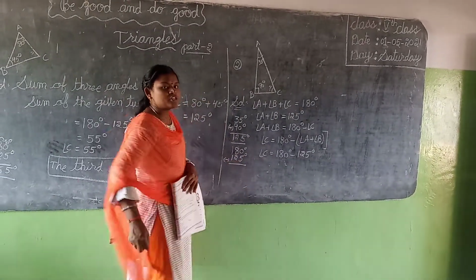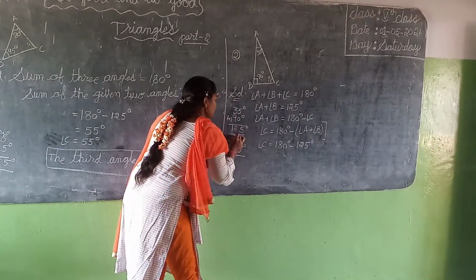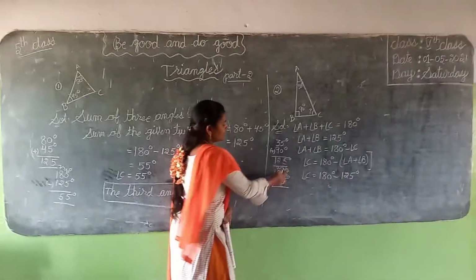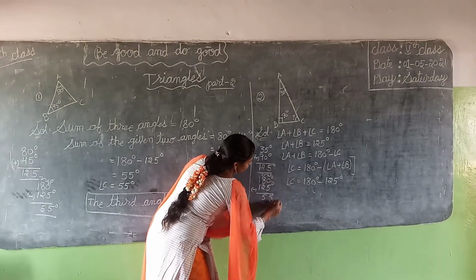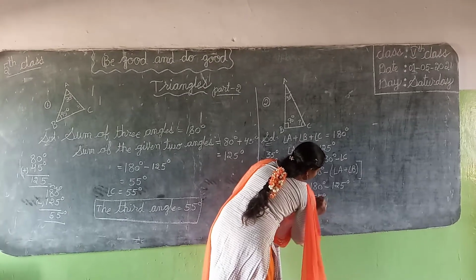0 minus 5 is possible? Not possible, so borrowing. So 10 minus 5 is 5. 1 is the borrowing, so 8 minus 1 is 7. 7 minus 2 is 5. So angle C is equal to 55 degrees.